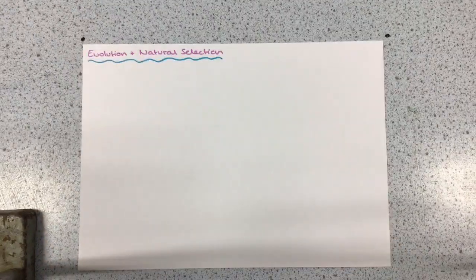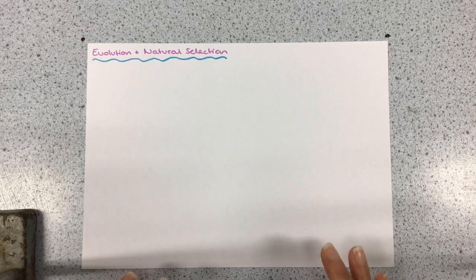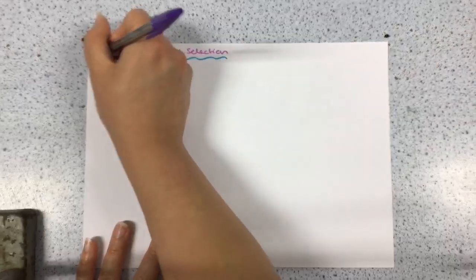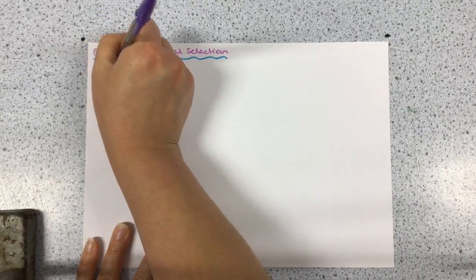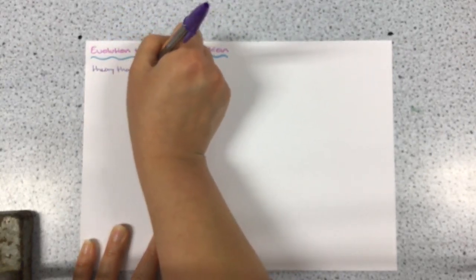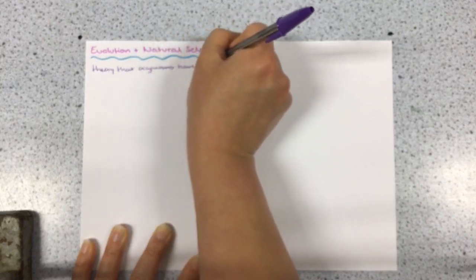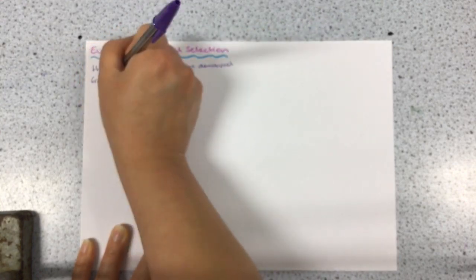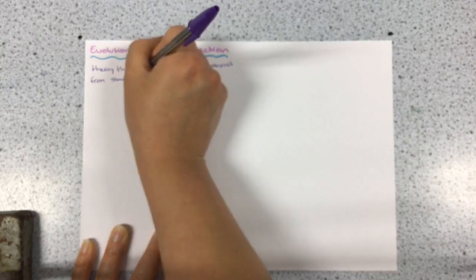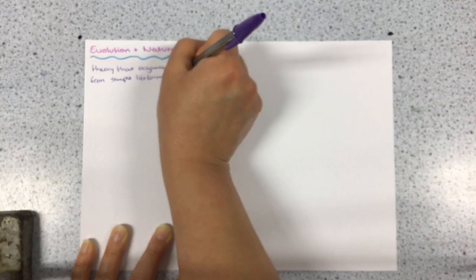Evolution and natural selection. So, please do not confuse these terms. So when we're talking about evolution, we mean the theory that organisms have developed from simple life forms that lived billions of years ago.